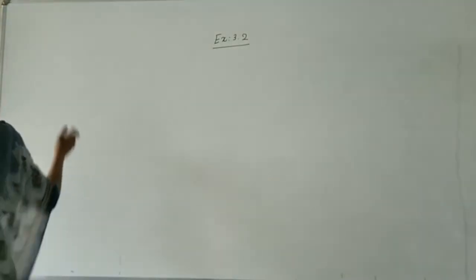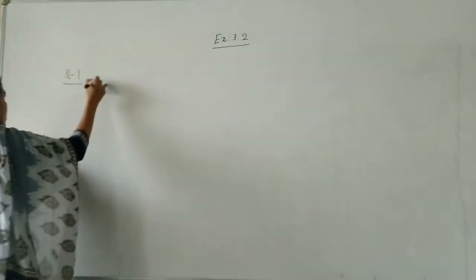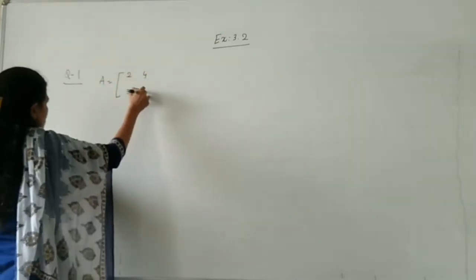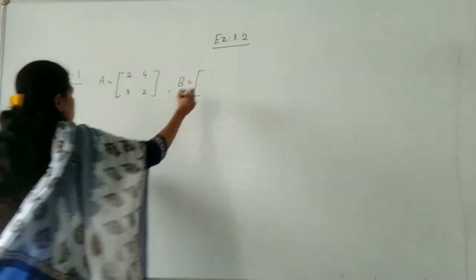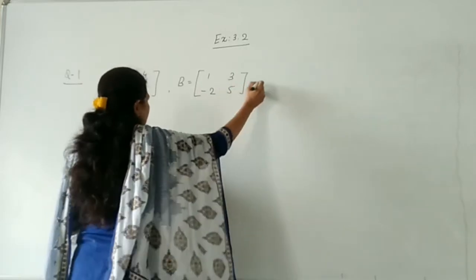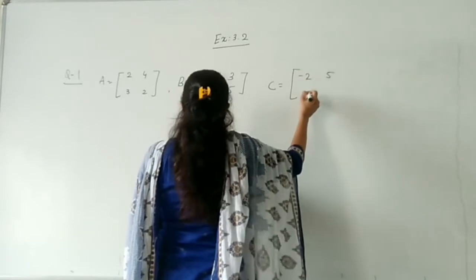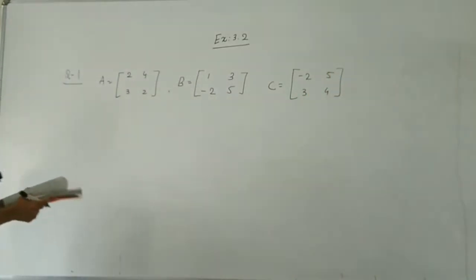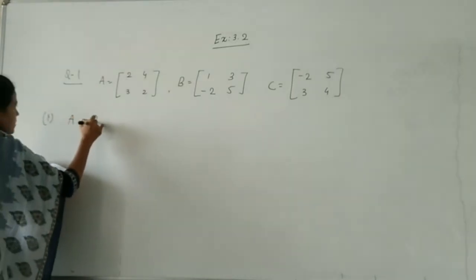So the first question is, if A is equal to the matrix 2, 4, 3, 2, B is equal to the matrix 1, 3, minus 2 and 5, and C is equal to minus 2, 5, 3 and 4, then find each of the following. The first one is A plus B.